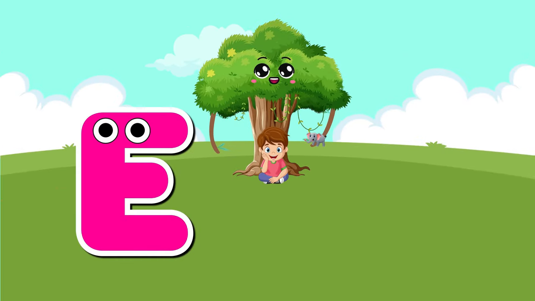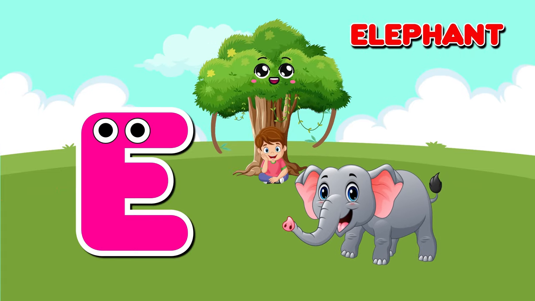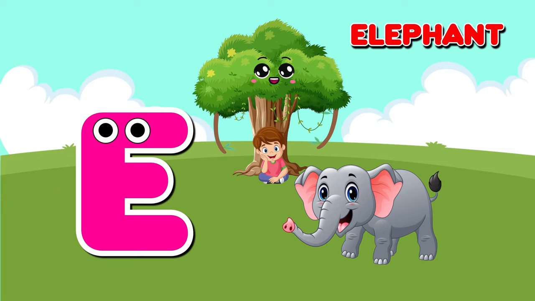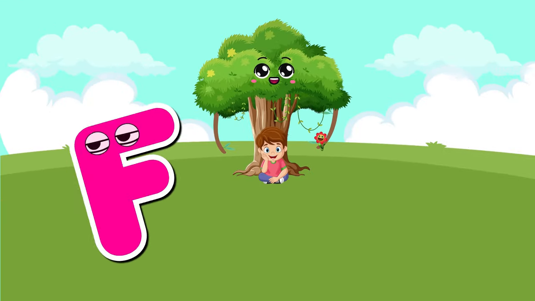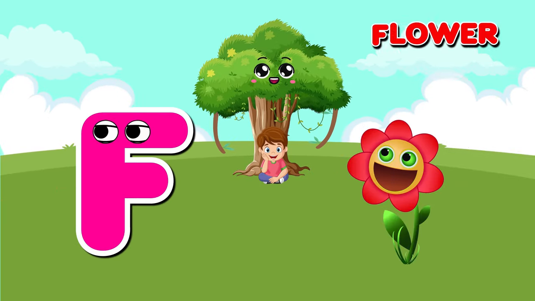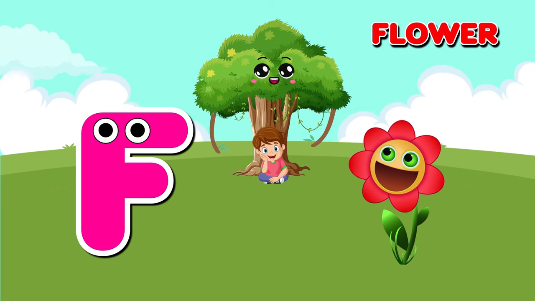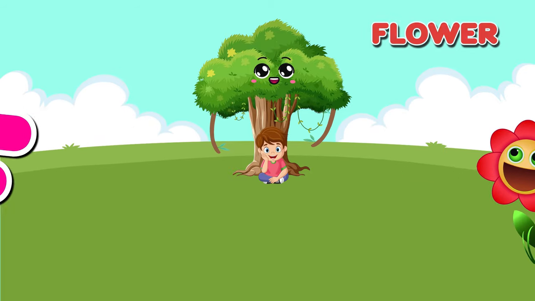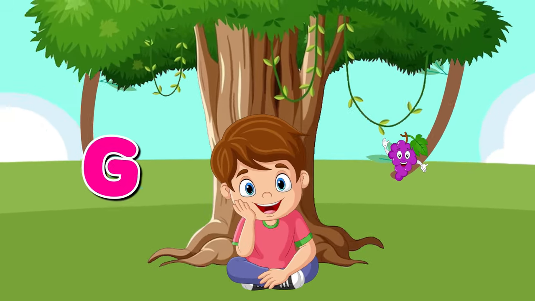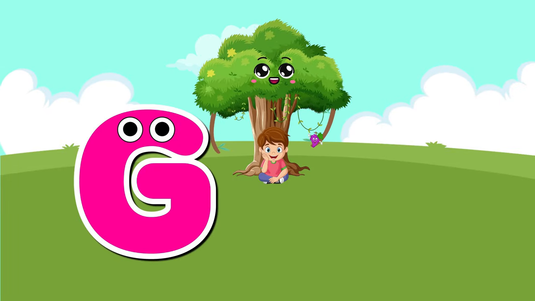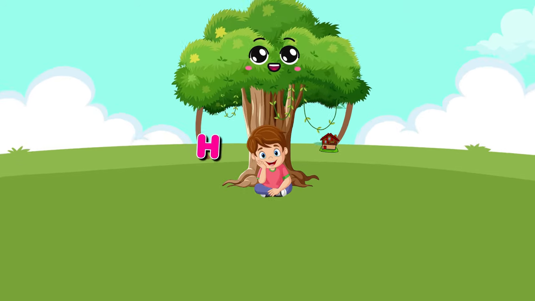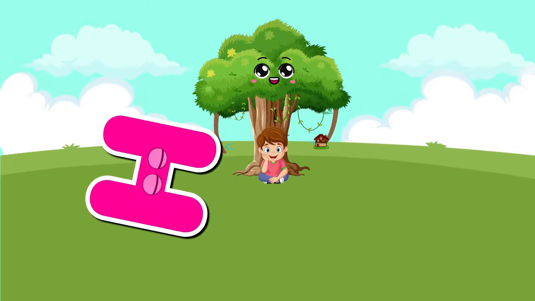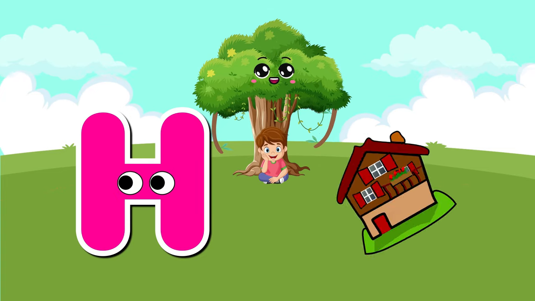E is for elephant. F is for flower. G is for grapes. H is for house.